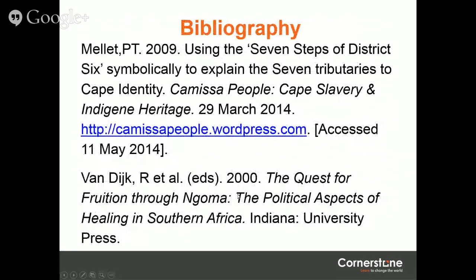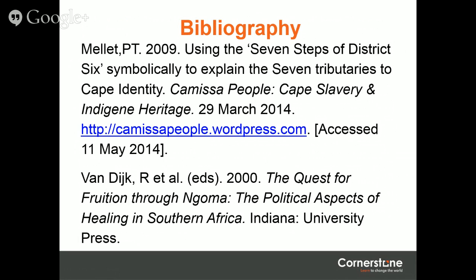Here's the bibliography. Patrick Mellett is the man I talked about, and this is an article by him. The 7 steps of District 6 are what he uses symbolically to explain the 7 threads of people who came to the Cape and made up what is today the Cape-coloured identity, or indigene. Indigene is a wonderful word related to indigenous people. Kamissa was the name of the first little river that ran down from Table Mountain down Adderley Street into Table Bay. And that's the water that they gave to the passing ships, for instance.